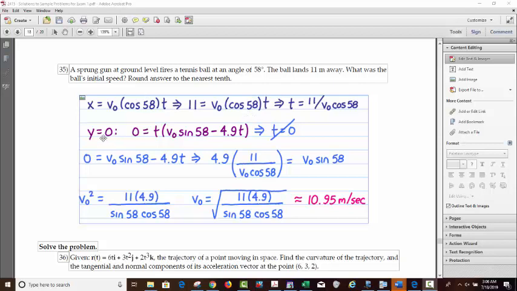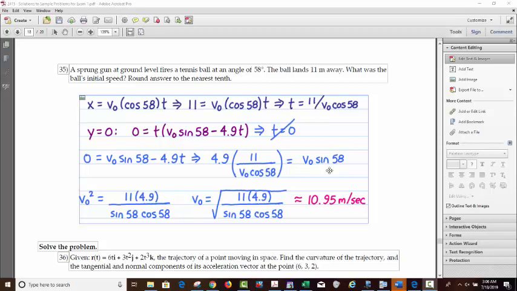Now when it hits the ground, we know that y is going to be 0. I went ahead and factored out a t already, so a t is already factored out. Because we're going to eliminate the t equals 0 solution, since we don't care about the starting point, 0 basically equals v0 sine of 58 minus 4.9t. Then we plug in for t what we just got up here. So you move the negative 4.9t over to the other side, it becomes positive. Replace t with 11 over v0 cos 58, equals v0 sine of 58.